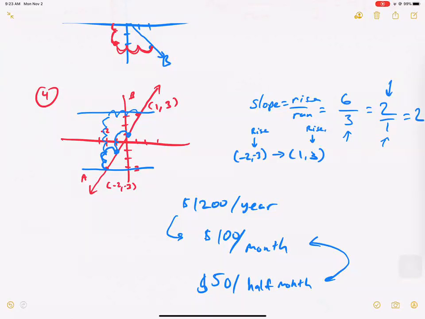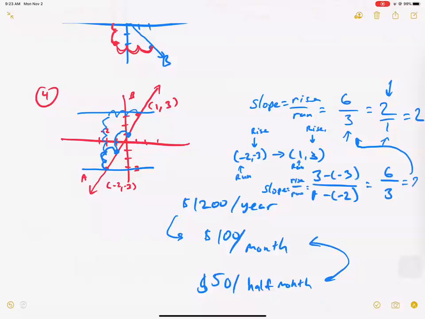And our fast way to do this is just subtract them. 3 minus -3. Slope is rise over run. So the rise is subtract your y values. And then what's your run? You subtract your x values. And that gives us 6 over 3, which is the same answer we got here, which is 2.